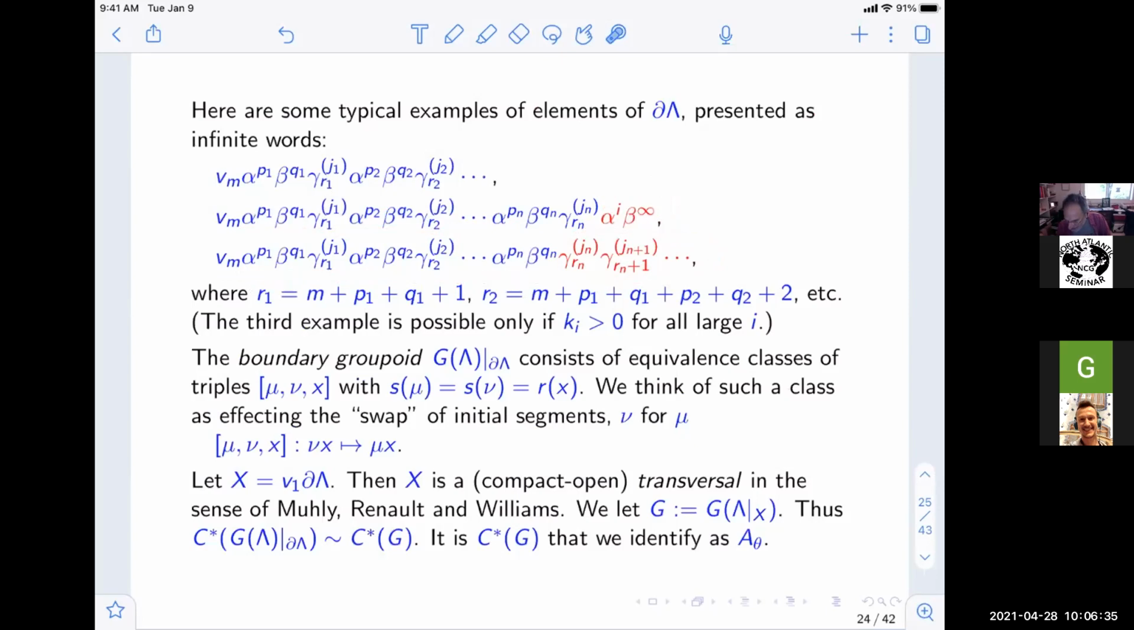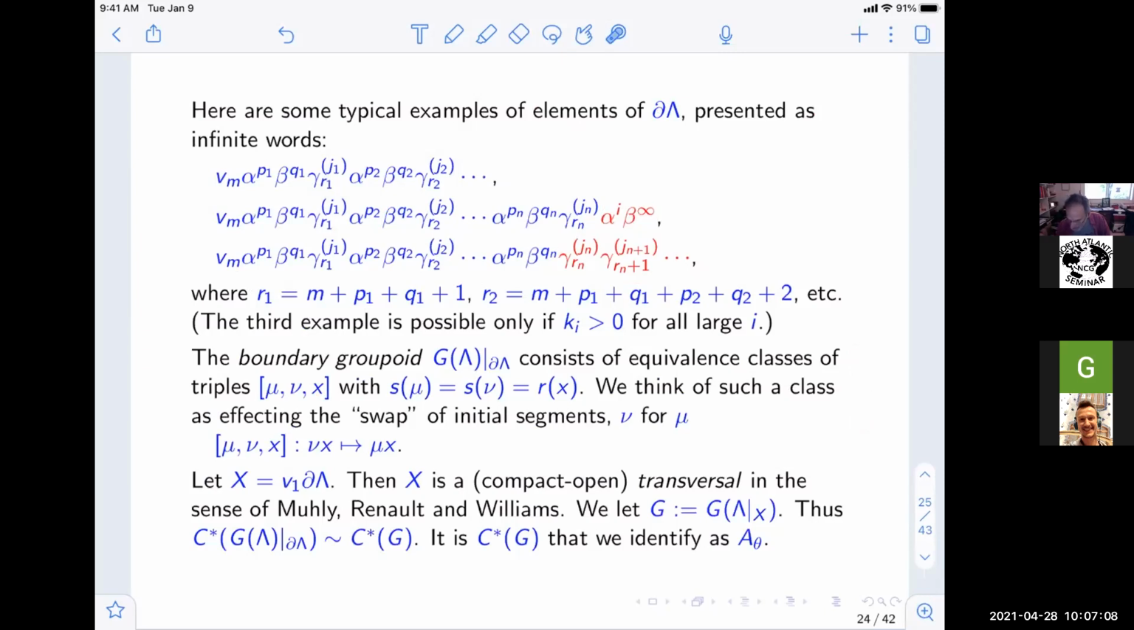Now, as I mentioned before, we restrict to the boundary. This is the description of G of lambda, but the restriction to the boundary just means that X should be taken from this boundary of lambda instead of an arbitrary directed hereditary set.